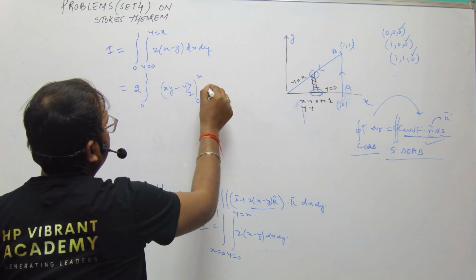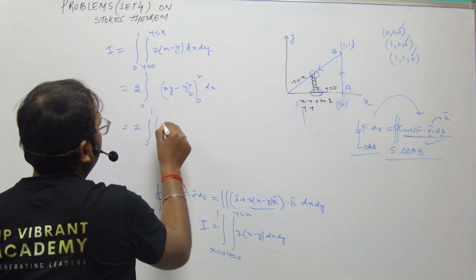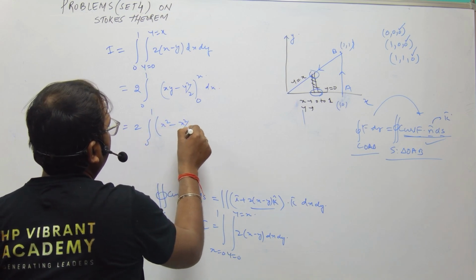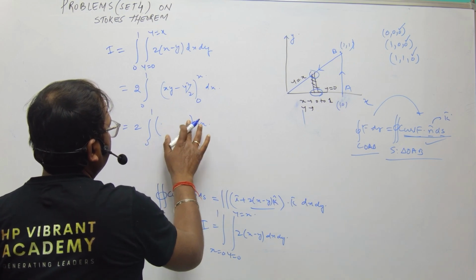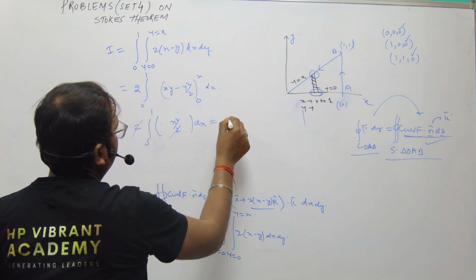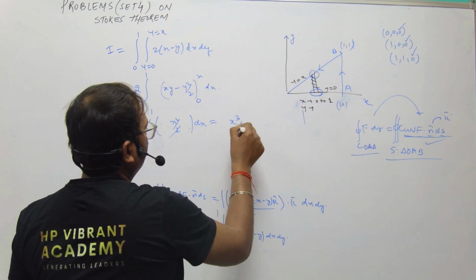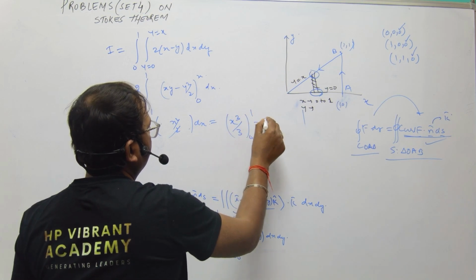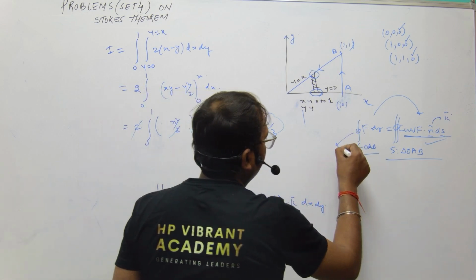So this is equal to 2 times the integral from 0 to 1 of x square minus x square upon 2 dx. This is x square upon 2, and the 2 cancels, so this is equal to the integral of x square dx, which is x cube upon 3 with limits from 0 to 1. So this is equal to 1 by 3. So the value of the line integral is 1 upon 3.